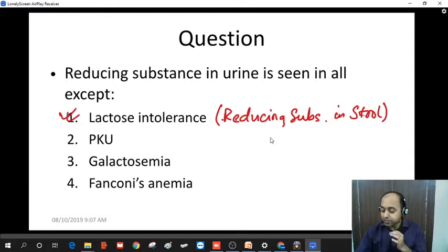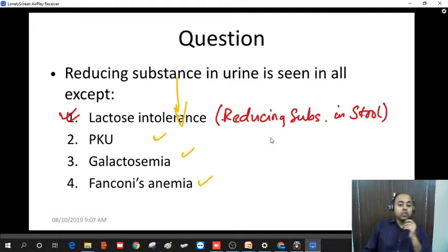This also means the reducing substance is present in PKU, in galactosemia, in pancreas anemia, in the urine. Please keep this in mind. There is an additional information. Reducing substance in urine is seen in phenylketonuria, in galactosemia, and in pancreas anemia. Very good.